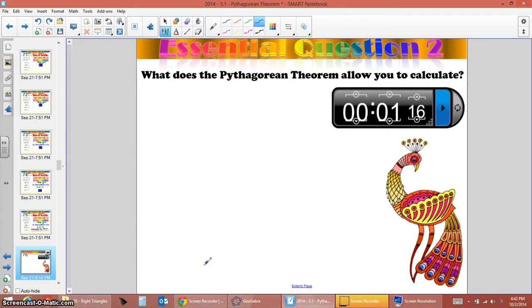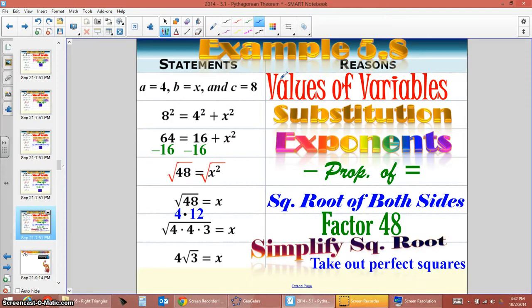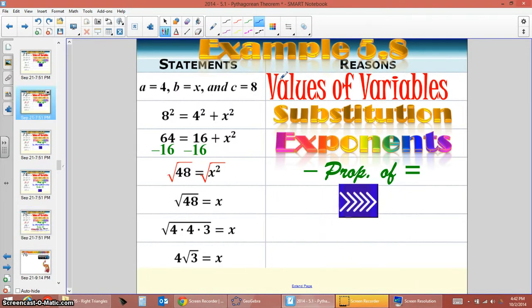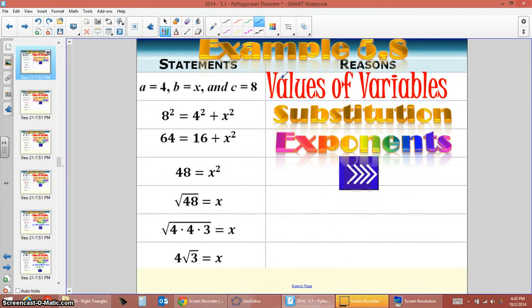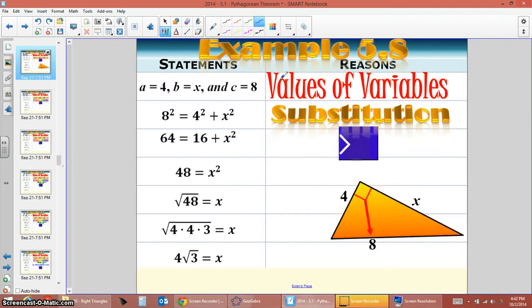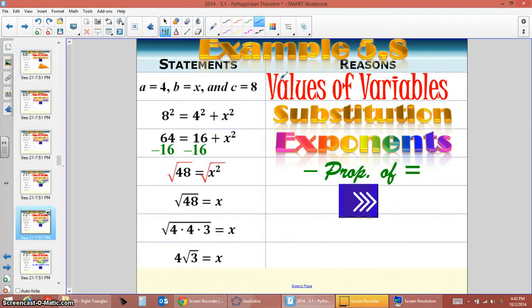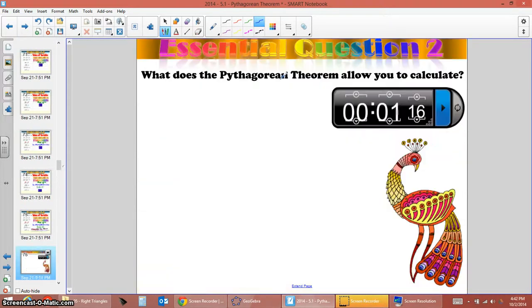What does the Pythagorean theorem allow you to calculate? Take a moment. When I use the Pythagorean theorem up here, what was I solving for? It looks like in the picture I was solving for a side length. I was solving for x. So the Pythagorean theorem allows me to solve for the length of the side.